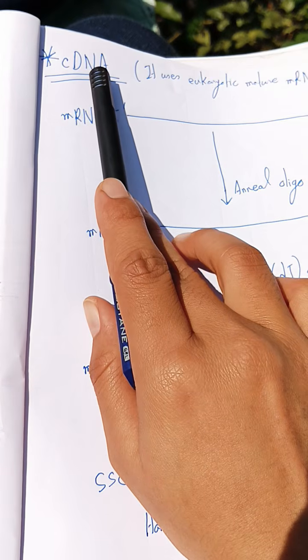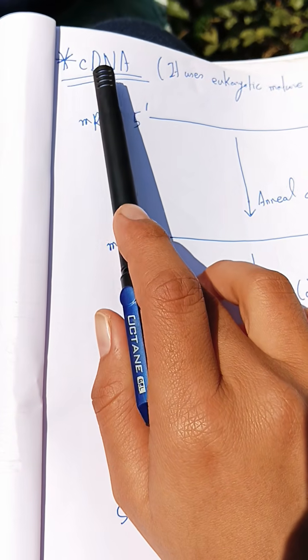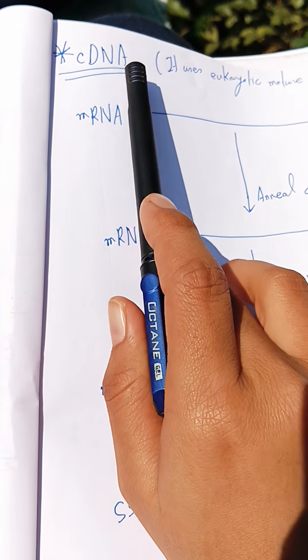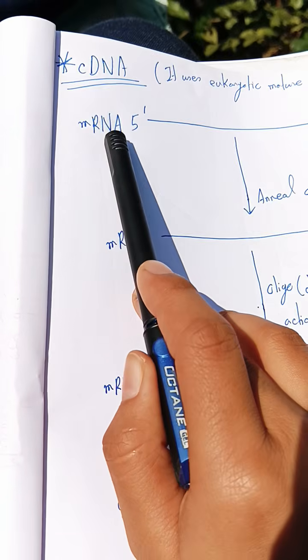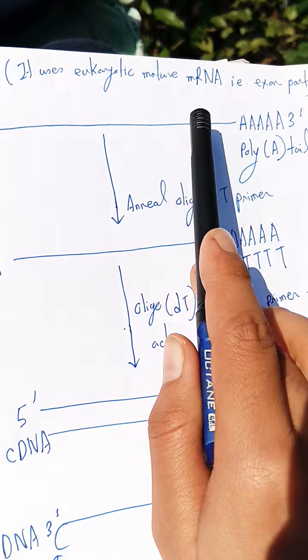Construction of a cDNA by using a messenger RNA. cDNA means complementary DNA. We synthesize the complementary DNA by using a messenger RNA as a template. We know the messenger RNA has a 5' end and a 3' end.